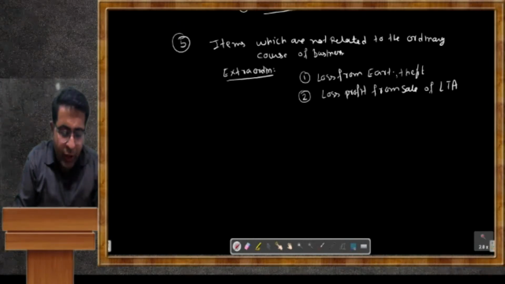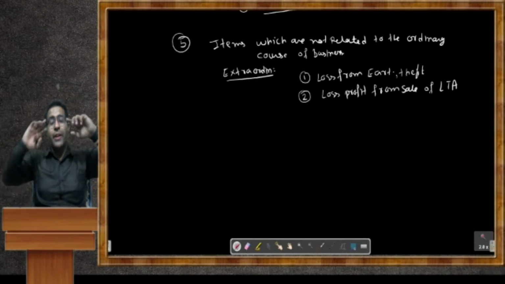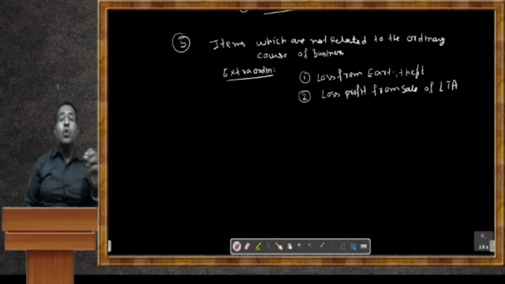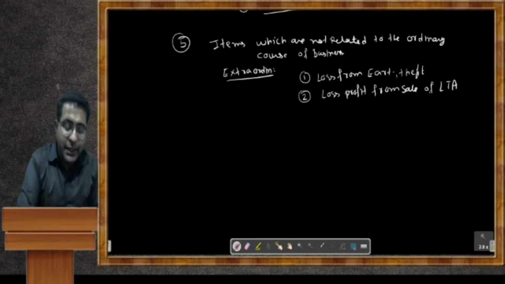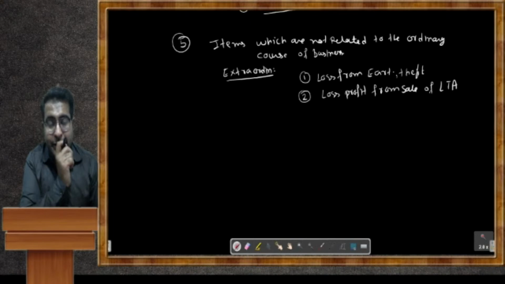Okay, now one more question. What is contingent liability? Any liability which depends upon the happening or not happening of a certain type of event is regarded as contingent liability, which is not shown in the balance sheet. What about the guarantee?